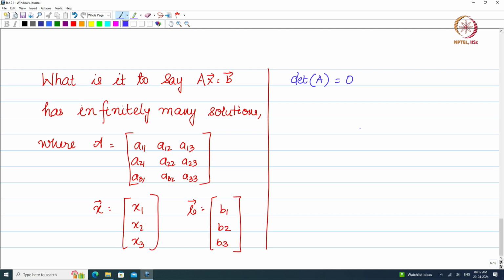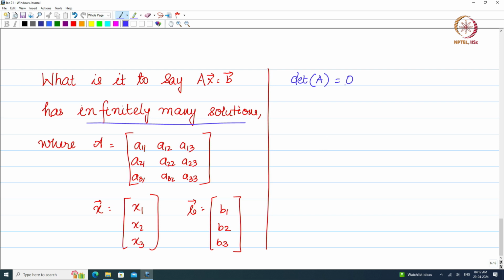Again, it is what we had in the case of 2D. So we will try to figure out geometrically how this case of infinitely many solutions is represented in the case of 3 dimensions. Let us look at that.